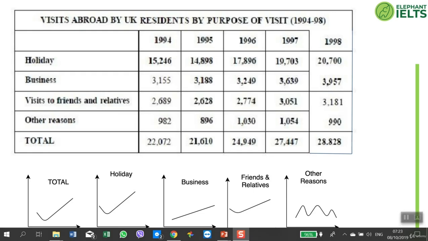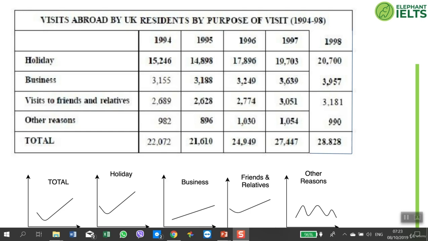Here's another diagram. This time it's a table. Does it show a trend? Well, yes, it does. It shows the number of UK people who went abroad from 1994 to 1998. So it is a trend. How many different trends does it show? Well, it shows one for each purpose of visit. For holiday, for business, for visits to friends and relatives, other reason, and there's a total number of visits. Each of these follows a trend.